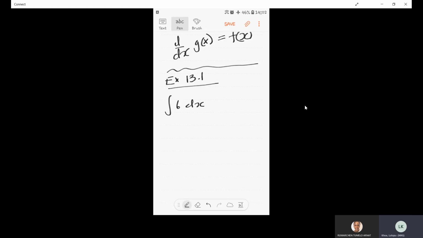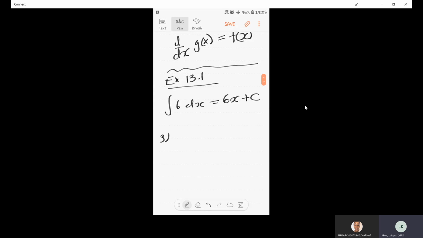Now when we're integrating a constant, our function is always a straight line, because we know that on a straight line the slope is constant. So to integrate this we get just 6x plus c. Okay, and then you can always try and differentiate your 6x plus c. When you differentiate that, you get 6 plus 0, which is just equal to 6.